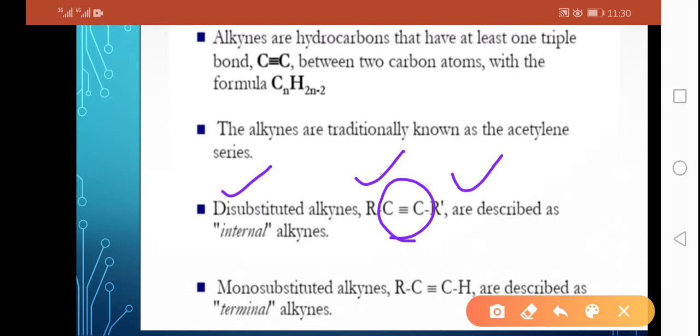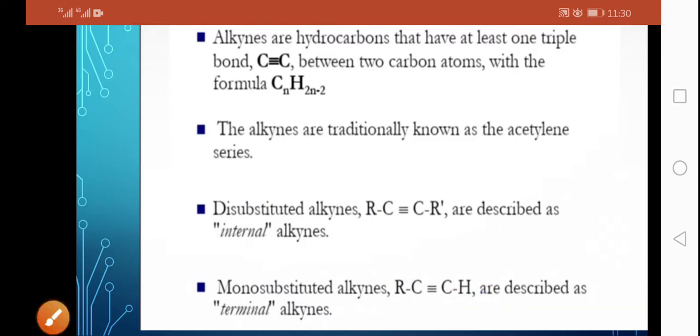And number fourth point is that monosubstituted alkynes are those in which carbon to carbon triple bond is present at the end of the chain. That means that it will have only one alkyl group on one side of the carbon, and that carbon will be triple bonded to the carbon, which is further bonded to the hydrogen. That means that terminal, as the name indicates, will terminate the chain, or in other words we can say that the triple bond will be present at the end of the chain.